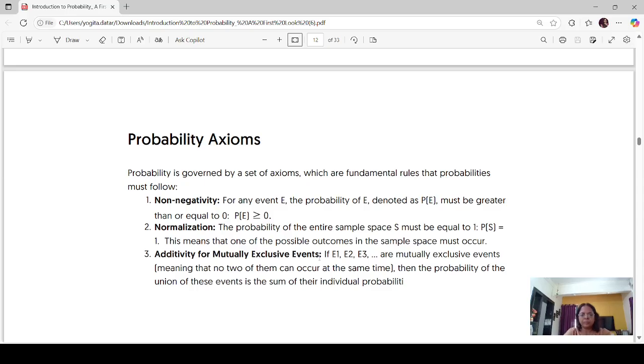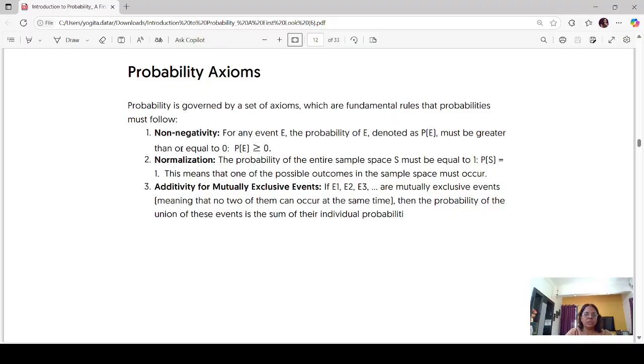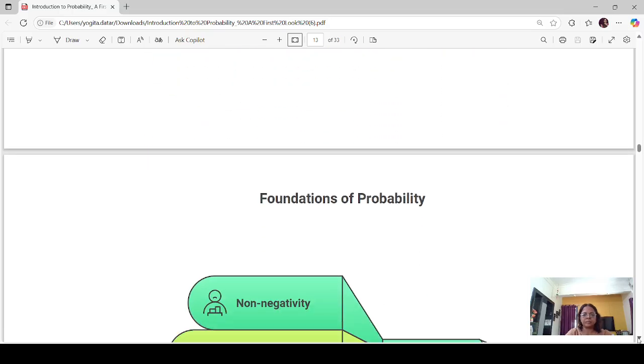So when we find the probability of these events individually and add them, it should be equal to the probability of the union of these two events. So this is the third axiom, that is additivity for mutually exclusive events. So these are the three probability axioms: non-negativity, normalization and additivity for mutually exclusive events.